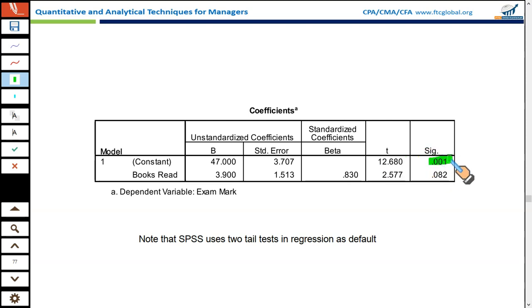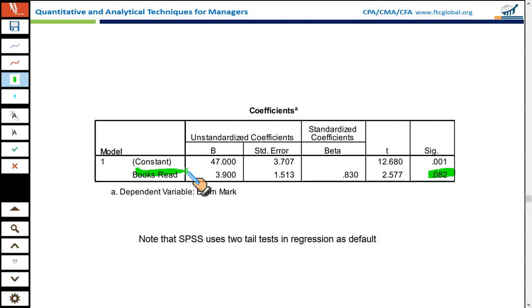Finally, we have the last column. This is the p-value for the constant. This p-value tests the significance of the intercept. A value that is less than 0.05 usually indicates that the intercept is statistically significant. So for books read, we have 0.082. This p-value tests the significance of the slope, B2. Since 0.082 is greater than 0.05, it suggests that the effect of books read on exam marks, while positive, is not statistically significant at the 5% level. So this is the result you get by running the data through SPSS.